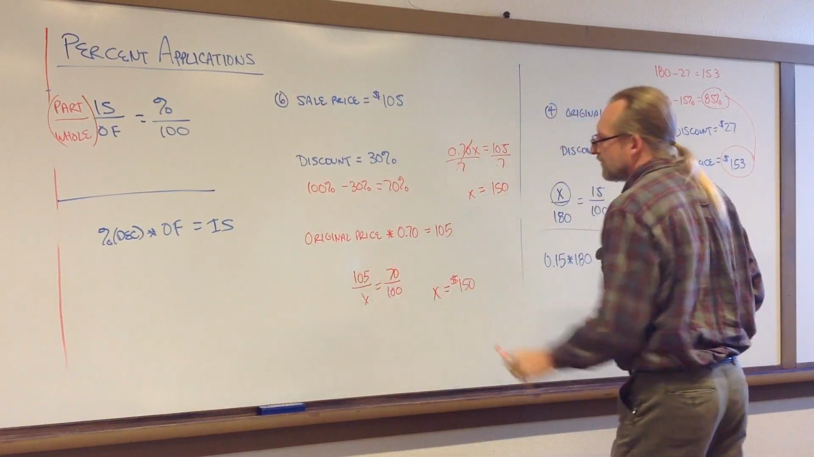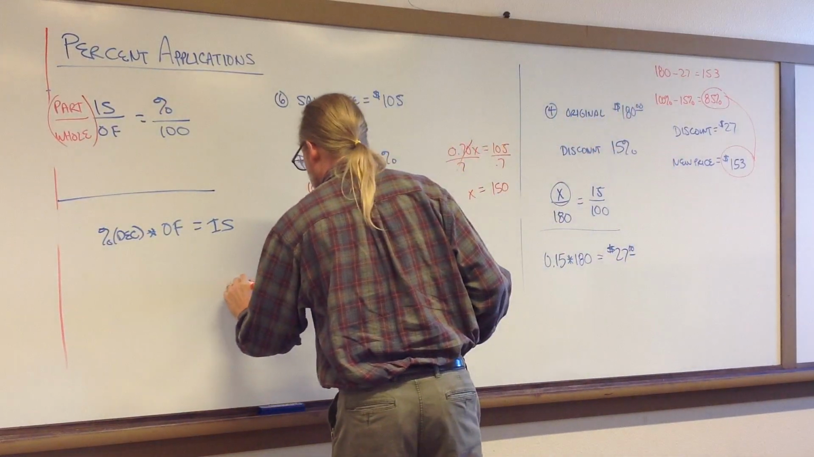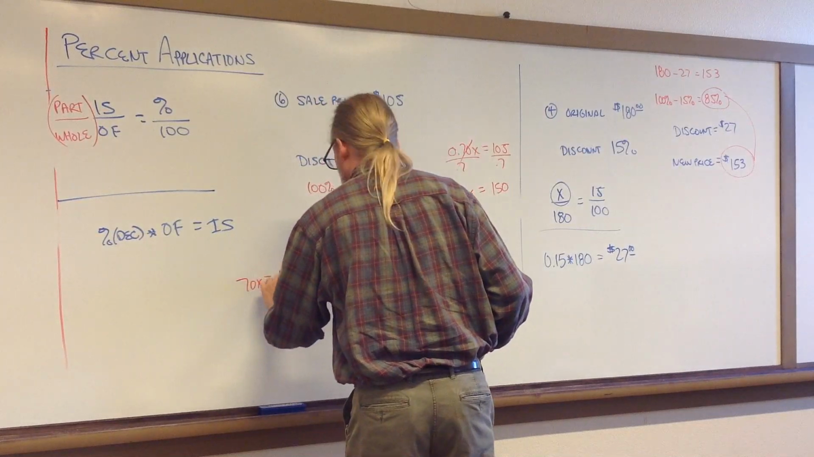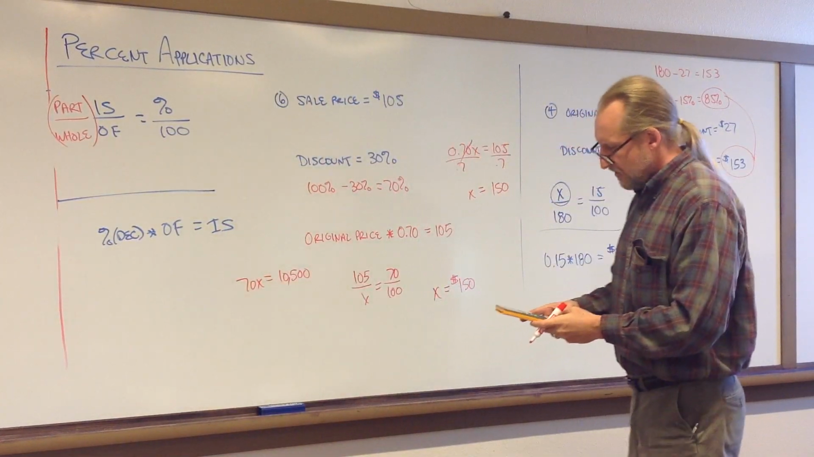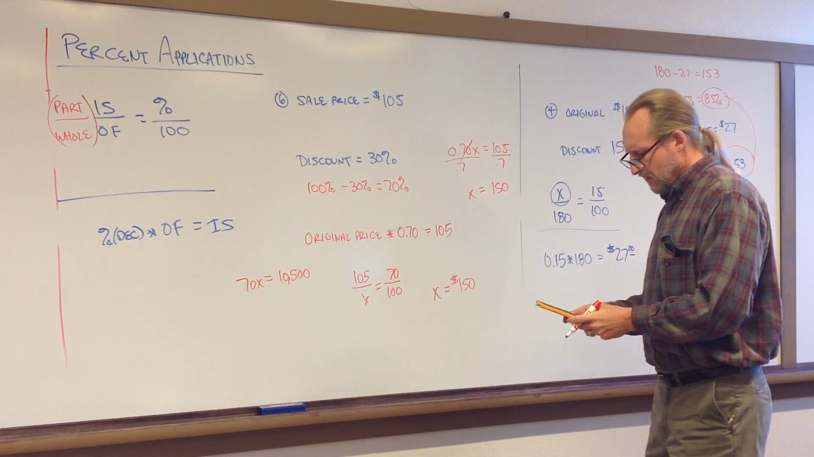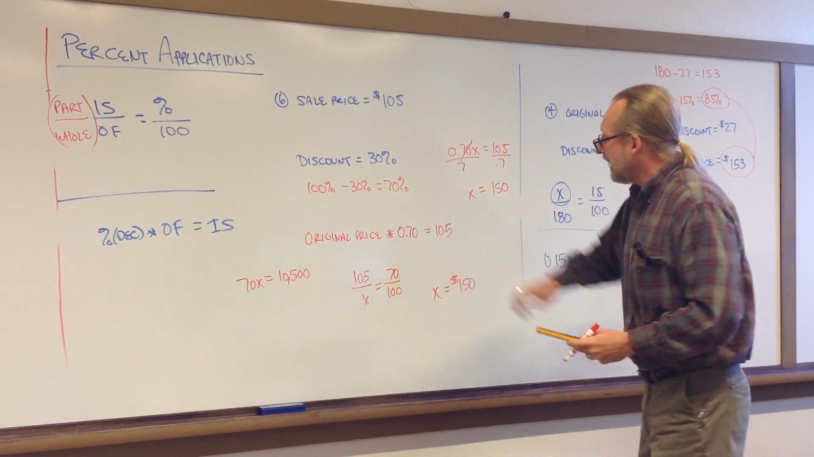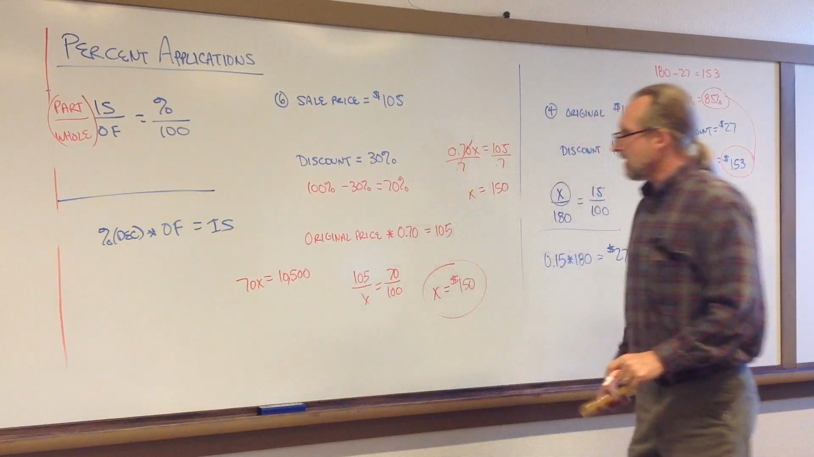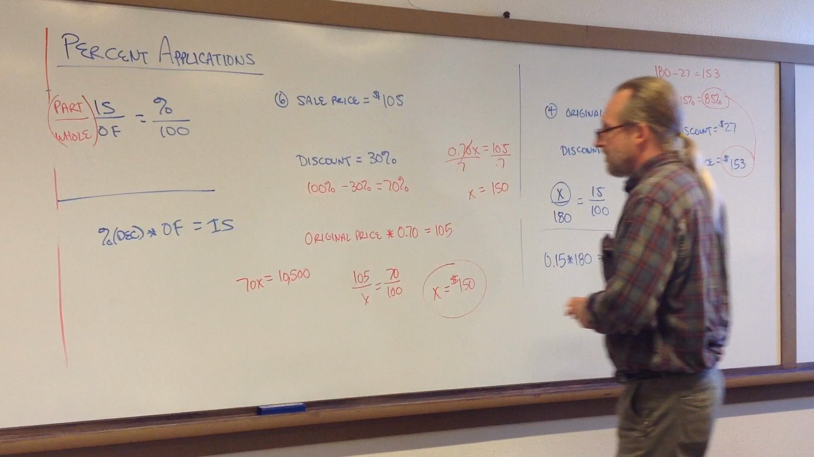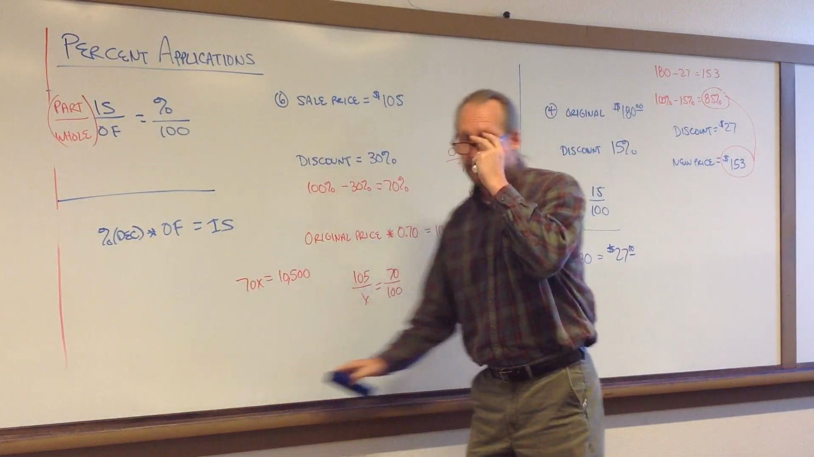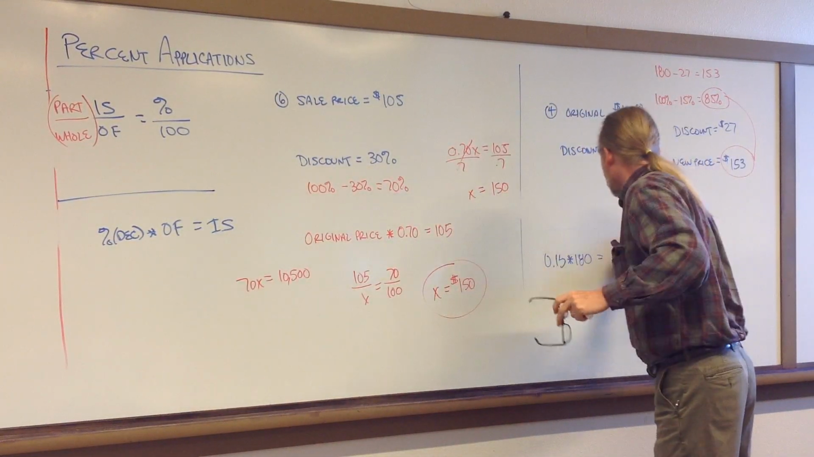Okay? You can also do this. You can say 70x equals 105 times 100, and then you do 10,500 divided by 70, and you still get $150. Okay, so there's problem 6. Let's look at problem 8 because it's very similar. It's the same problem, just with different numbers.